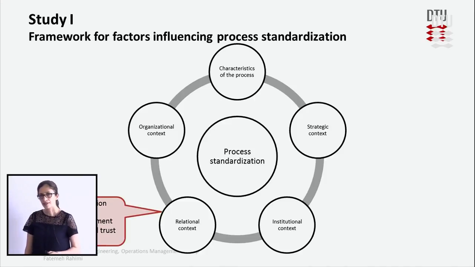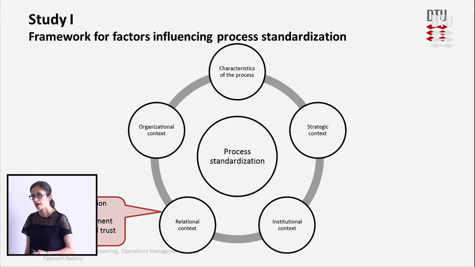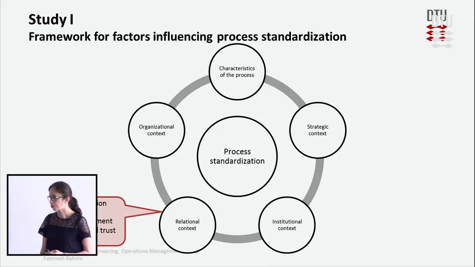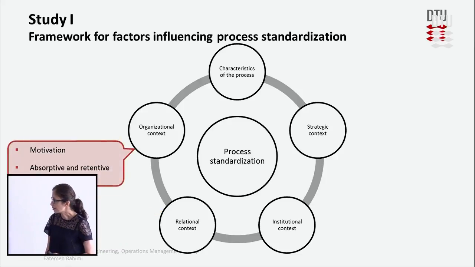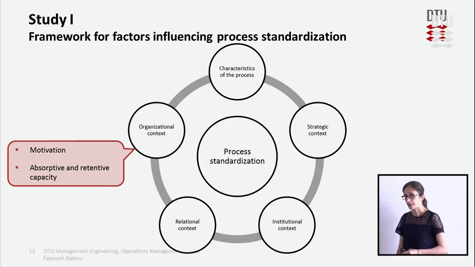Process standardization is also affected by the quality of the relationship between the headquarters and subsidiaries. The ease of communication and subsidiaries' commitment to, identity with, and trust in the headquarters positively influences the success of process standardization. In addition, a subsidiary's level of motivation and its absorptive and retentive capacity influences the subsidiary's willingness to accept common process standards, institutionalize them, and recognize their value.